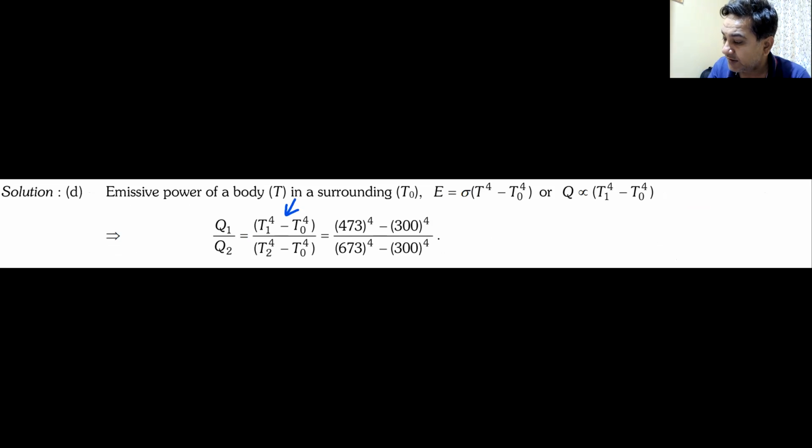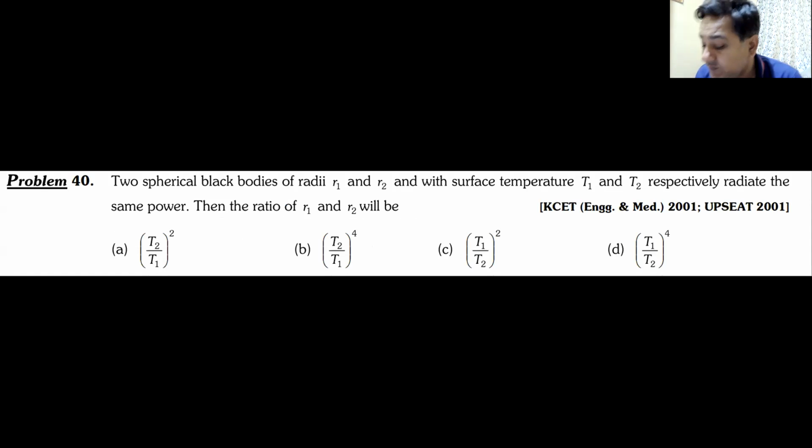Now the next question goes like this, and I hope you will do justice to this. Remember, the more questions you solve, the better you become and the quicker you become. The next one is this one. Now instead of the type of body, you are given a specific body, spherical black bodies, to be more specific. Spherical black bodies of radius R1 and R2 with surface temperatures T1 and T2 respectively radiate the same power. What is the ratio of R1 and R2?